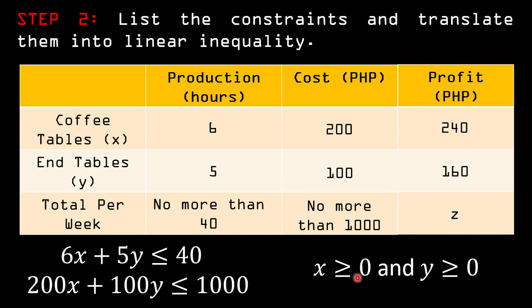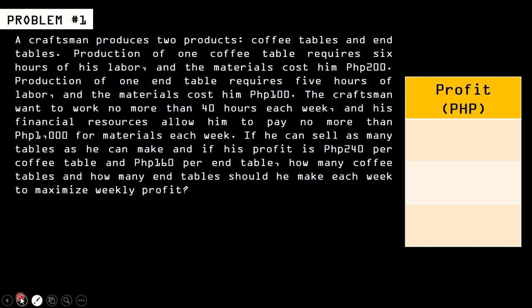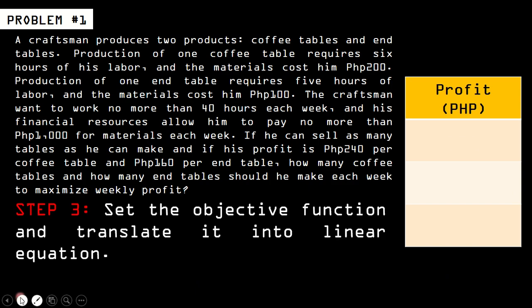It should be greater than or equal to 0. Okay, we can have the negative values here. Okay, the next one, for step number 3, we have the objective function.